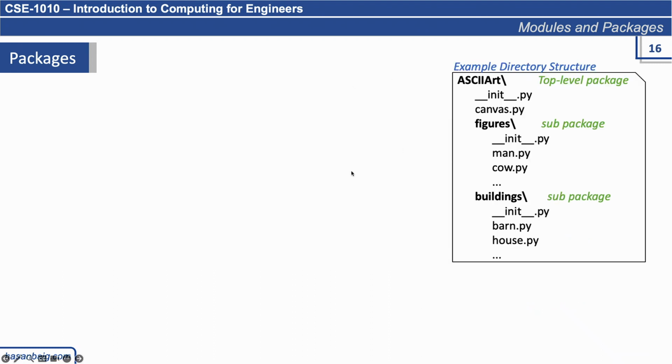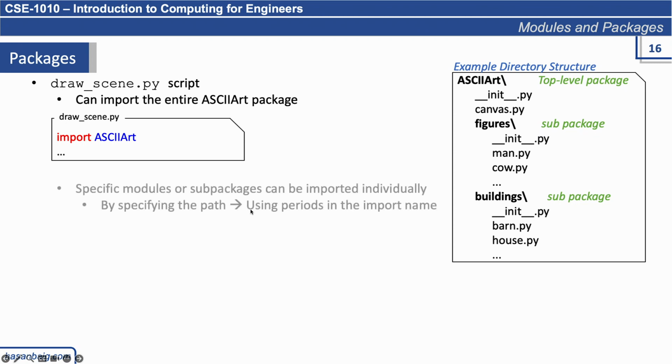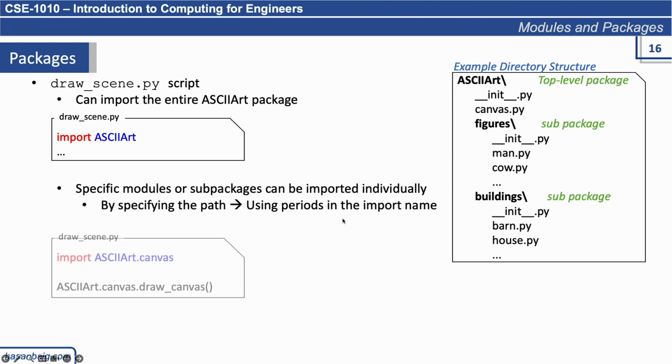So suppose the draw_scene.py script can import the entire skart package. So we have a script, which is the script that we are currently working with. Its name is draw_scene.py. Now you can import the entire skart package in this working module. And the specific modules or subpackages can also be imported by specifying the path using periods in the import name. How can we do that?